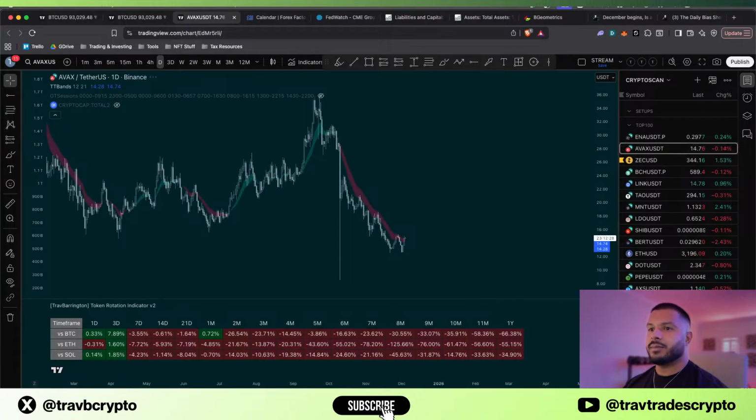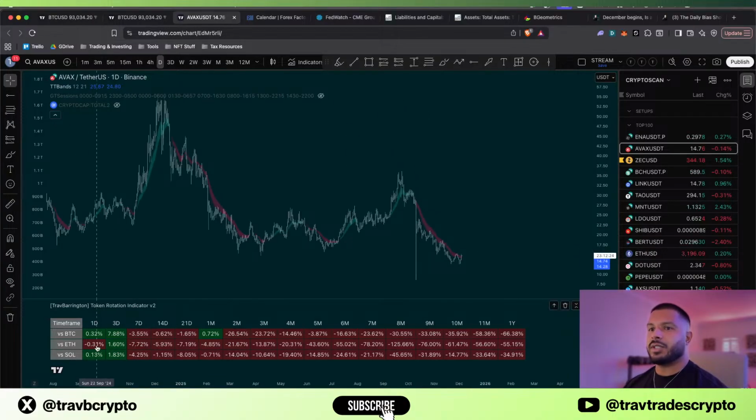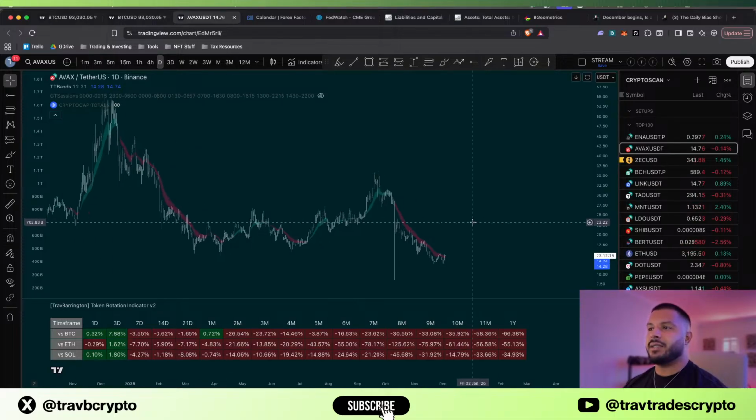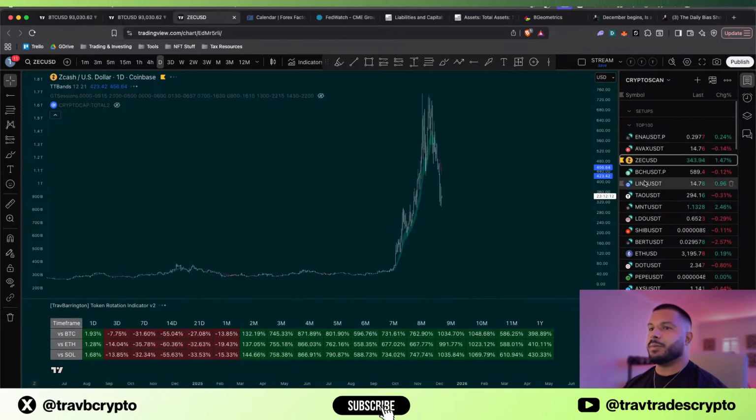AVAX, no rotational flows yet. It's not catching rotational flows. You want to see at least 14 days and then onwards lighting up. 1 to 3 days is nothing. It could just be daily, because this is real time, so it could just be exit behavior.